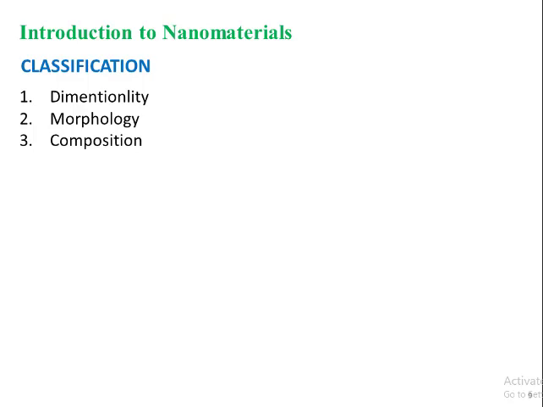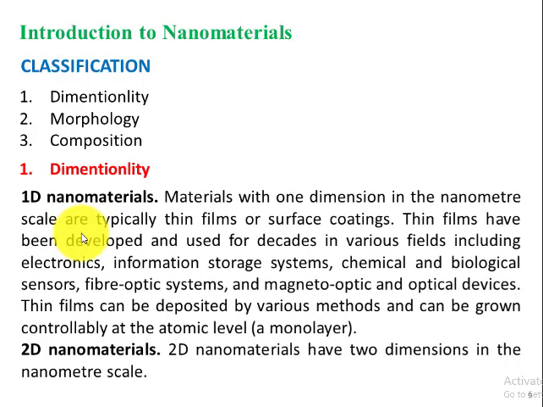Nanoparticles can be classified into different classes depending upon their dimensionality, morphology, and composition. So first of all, we will talk about dimensionality. Nanoparticles can be divided into three categories: one-dimensional nanomaterials, two-dimensional nanomaterials, and three-dimensional nanomaterials. 1D materials are those nanomaterials which are in nanoscale with one dimension, typically thin films or surface coatings.